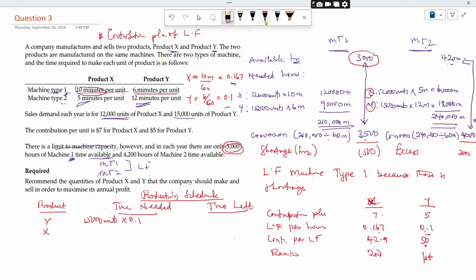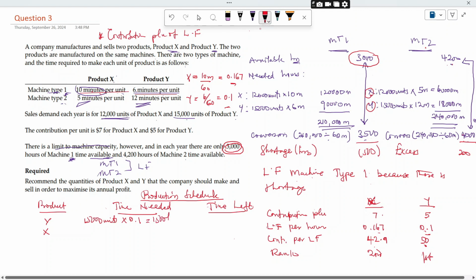That will give us 1,500 hours. Now, there's available time of 3,000 hours, according to the question. So if we have used 1,500 hours, then we'll be left with 1,500. Now, that 1,500 is what we are going to use in producing X.